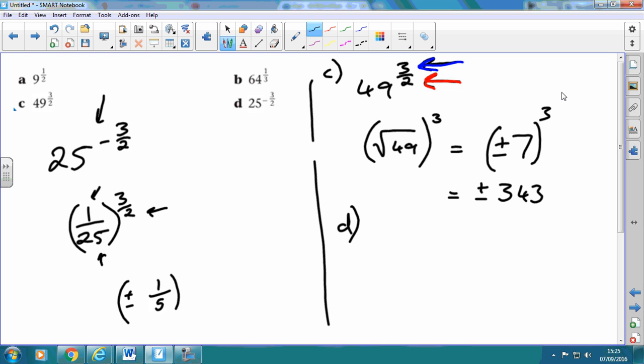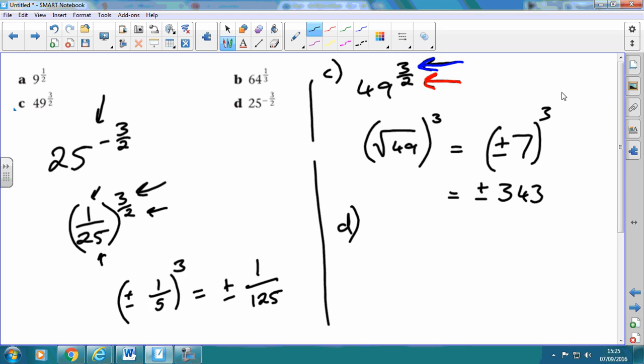And then we deal with the top, so it's going to be cubed. So your answer is going to be plus and minus 1 cubed, which is 1 times 1 times 1, which is 1. And on the bottom is going to be 5 cubed, so 5 times 5 times 5. That's going to be 125.